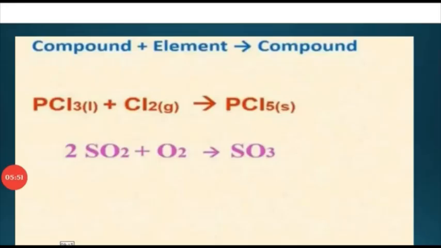Next type of combination reaction is compound plus element which gives a new compound. In this reaction, a compound reacts with the element to form a new compound. For example, phosphorus trichloride reacts with chlorine gas and forms phosphorus pentachloride. You can see the equation, PCl3.